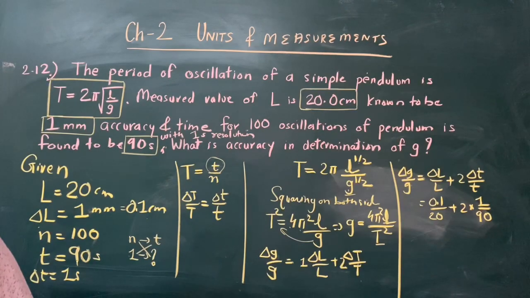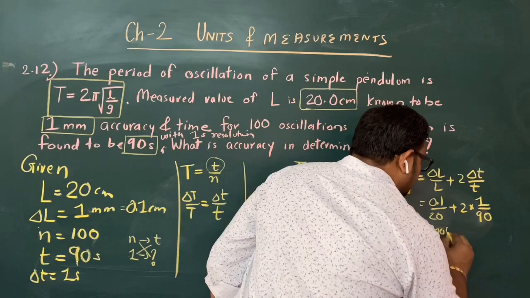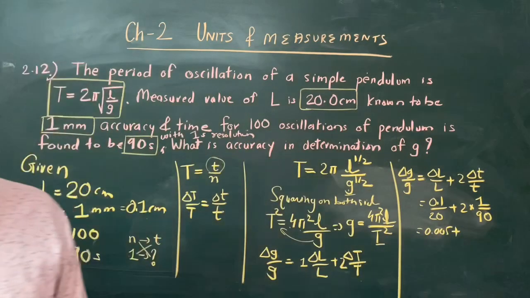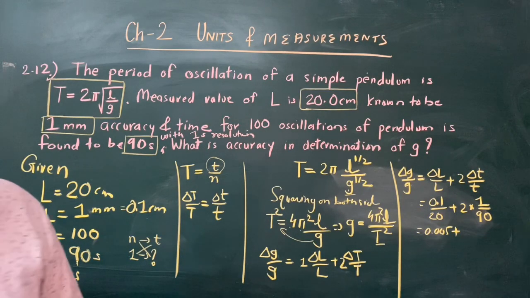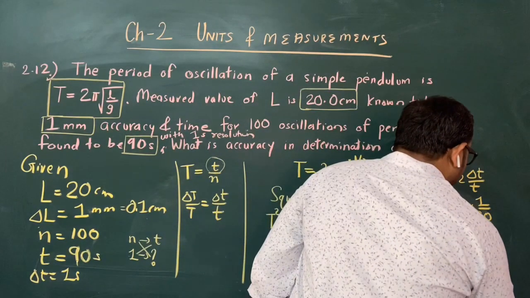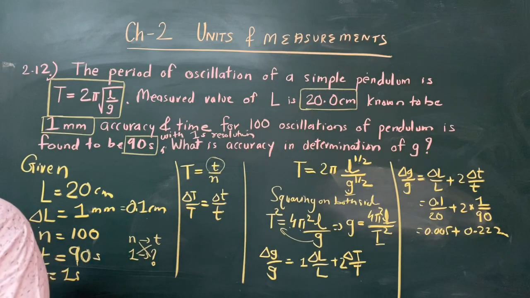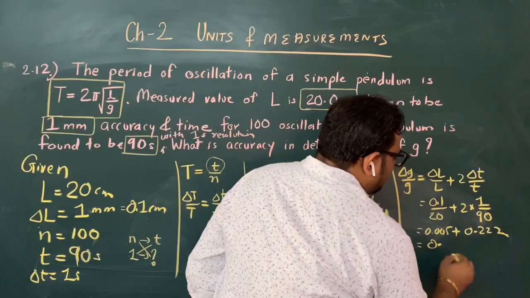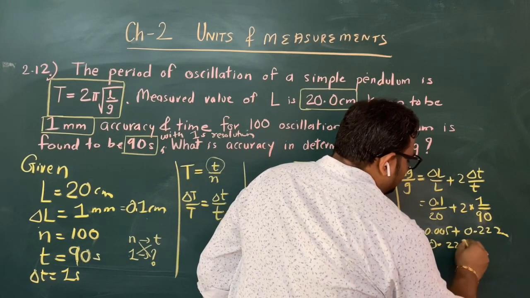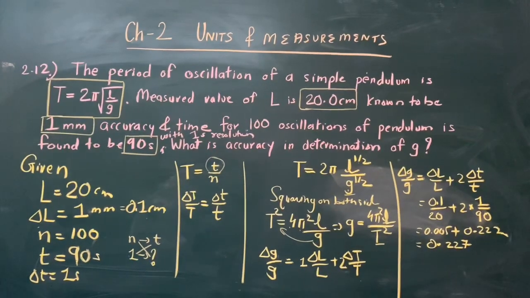0.1 divided by 20. It's 0.005 plus 2 into 1 divided by 90. It's 0.222. Clear? So this will be equal to 0.227. Okay, so the value is 0.227.